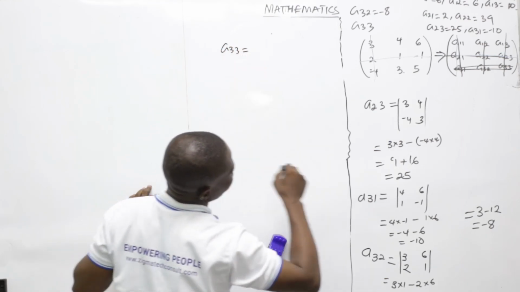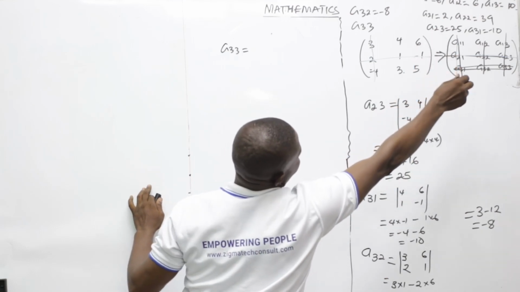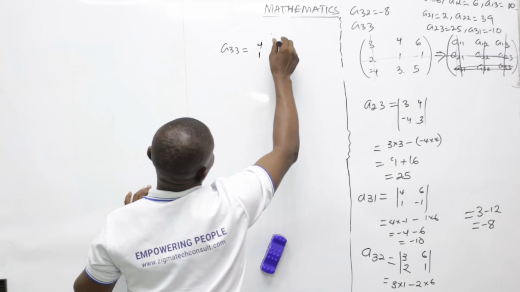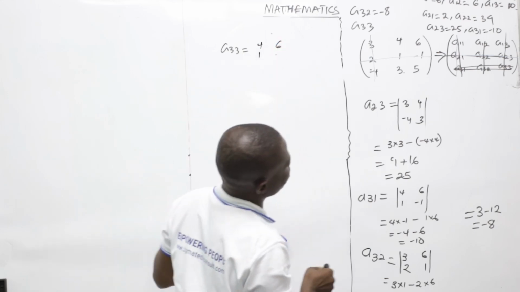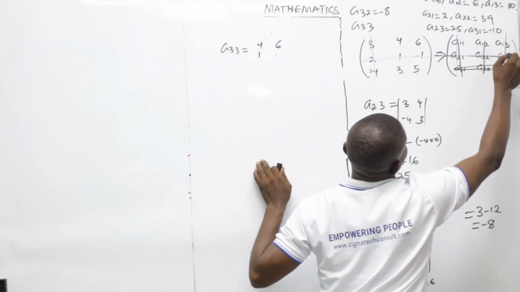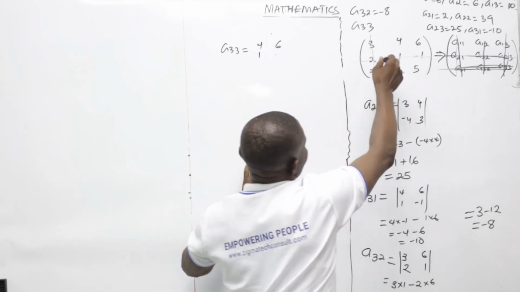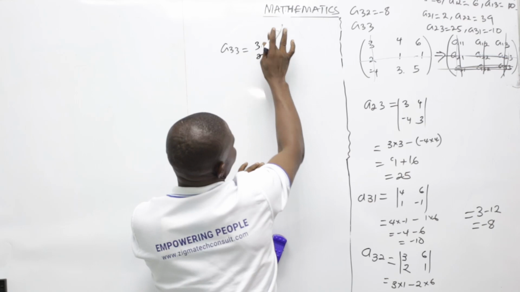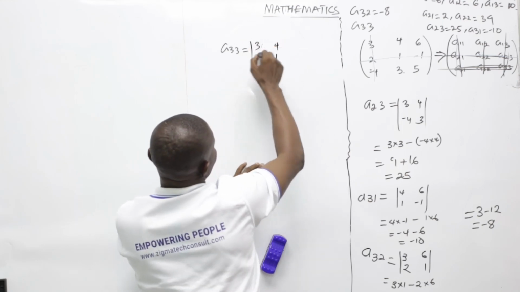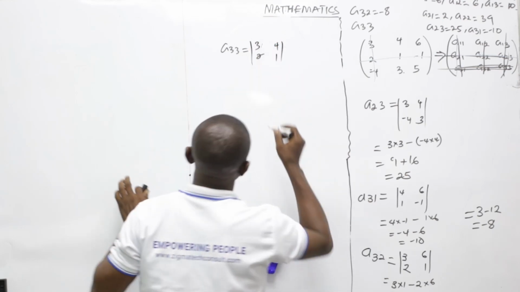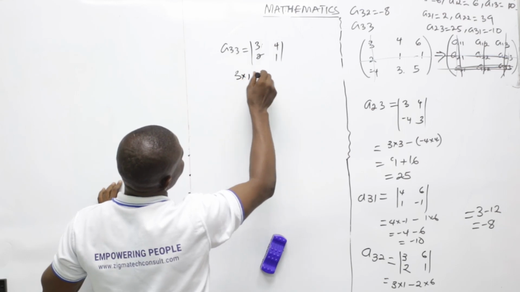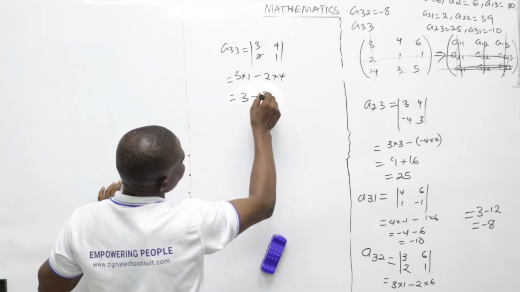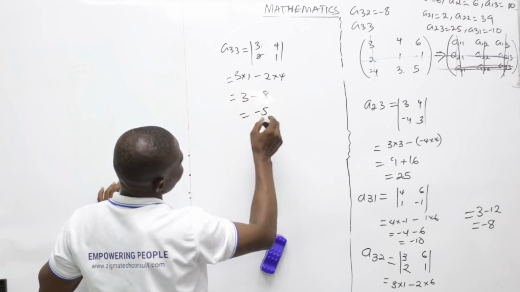Finally, A33. A33 will give us, cancel that way. You have 4, 1, 6, minus 1. Sorry, this way. That is, you have 3, 2, 4, 1. Determinant symbol. 3 times 1 minus 2 times 4 equals 3 minus 8 to give us minus 5.